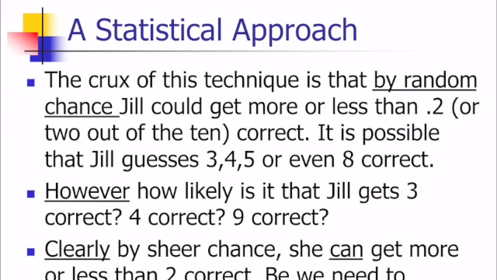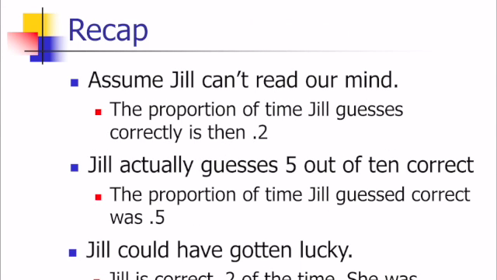Okay. So clearly by sheer chance, she can get more or less than 2 correct, but we need to calculate the actual probability. So let's do that. The proportion of the time that Jill guesses correctly if she can't read our minds is 0.2. When we did our experiment, we got a 0.5. So what I need to know is how likely is it that she got lucky? Did that happen in a statistically significant manner, or did it just happen by chance?